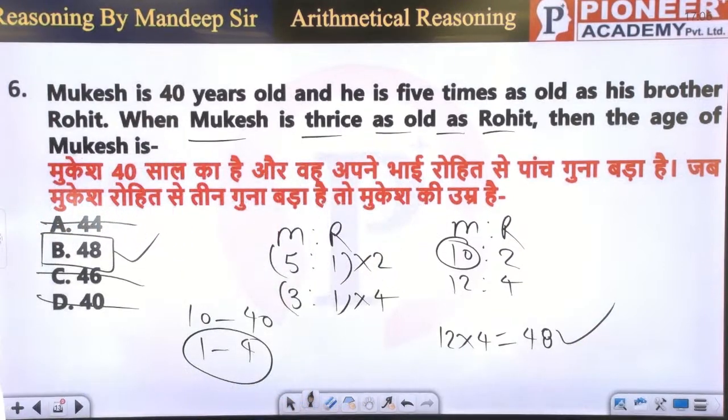It's not a basic concept, it's a ratio concept. Is it clear? But no need to solve. Clear?